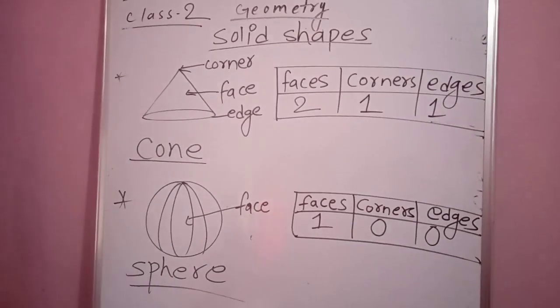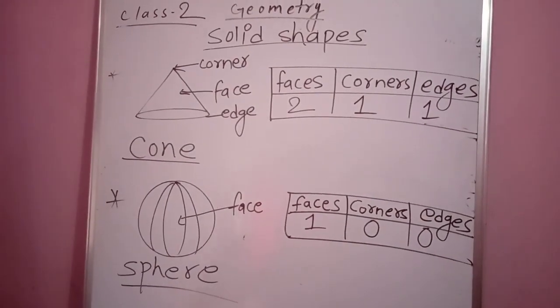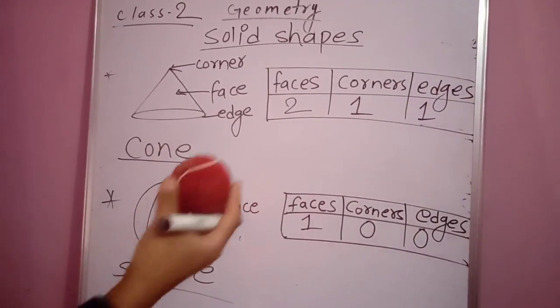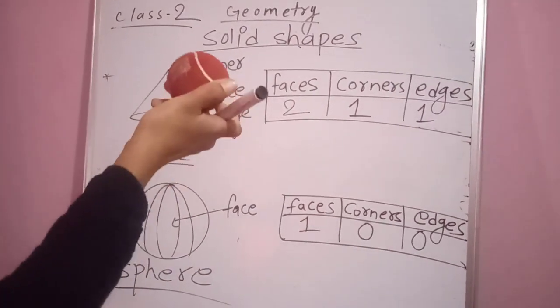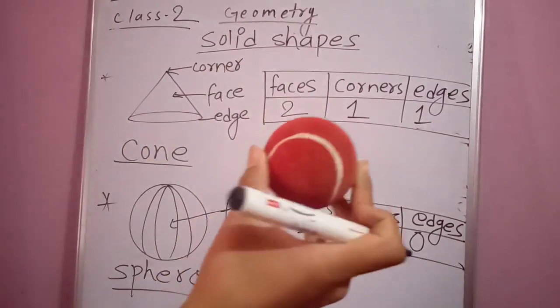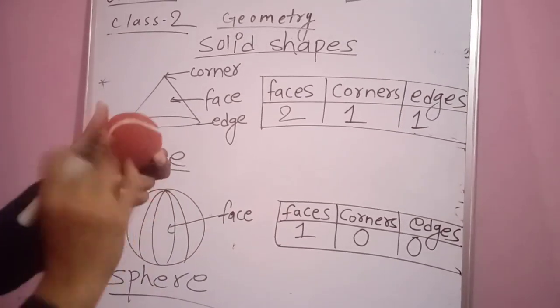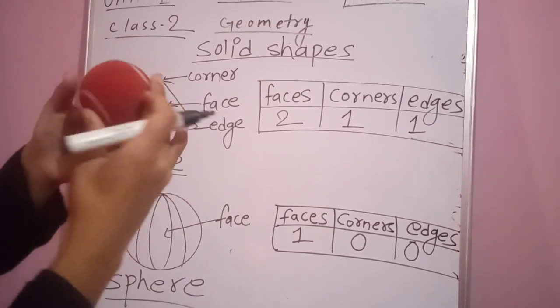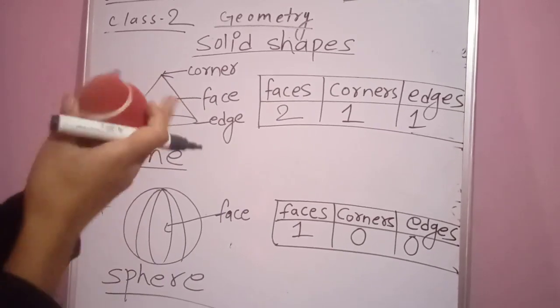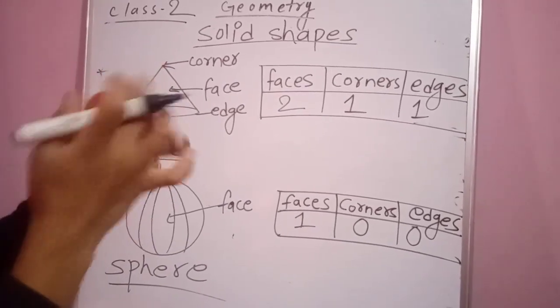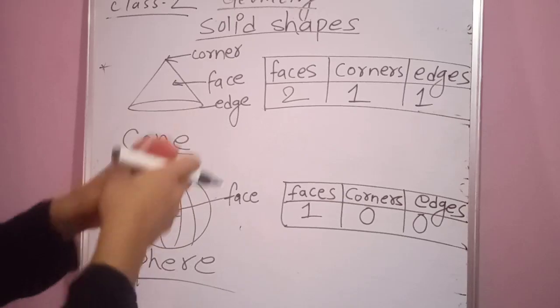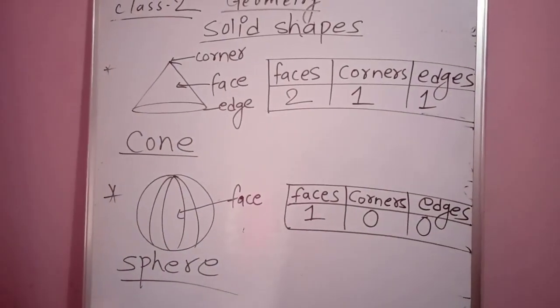Now I am going to show you the instrument that is found in a spherical shape, that is a cricket ball. This is your cricket ball which is found in a spherical shape. Now look, I am going to show you the face of this sphere. So this is the face of the ball, or face of a sphere, and there are no corners and no edges in this sphere.